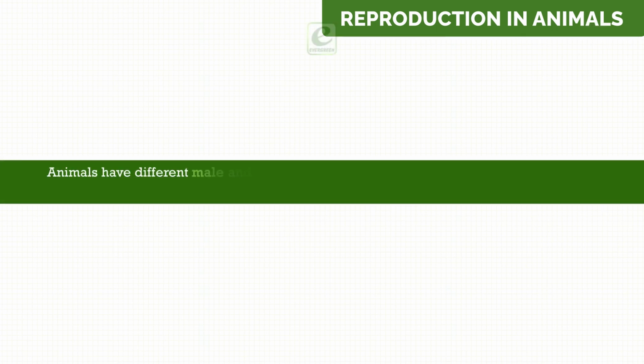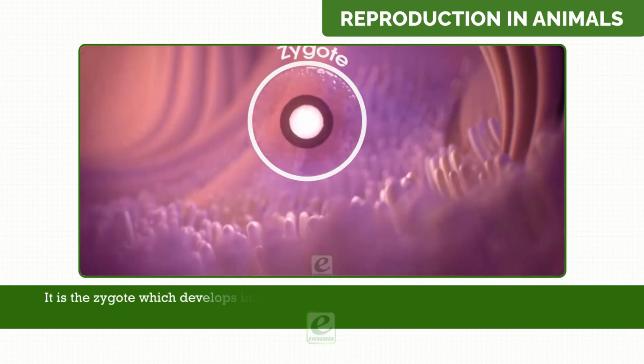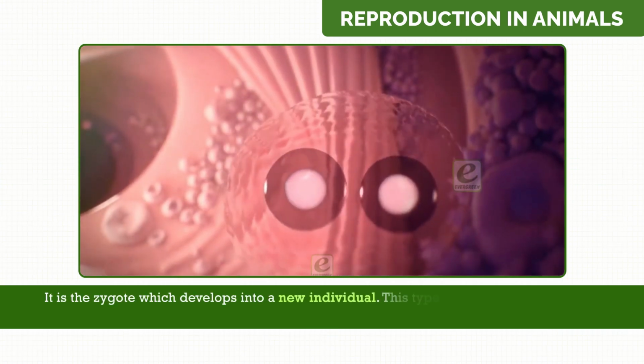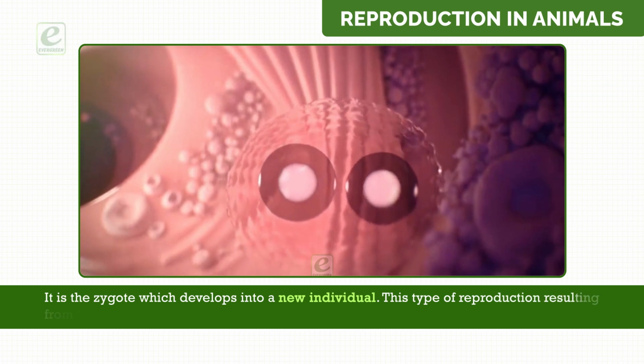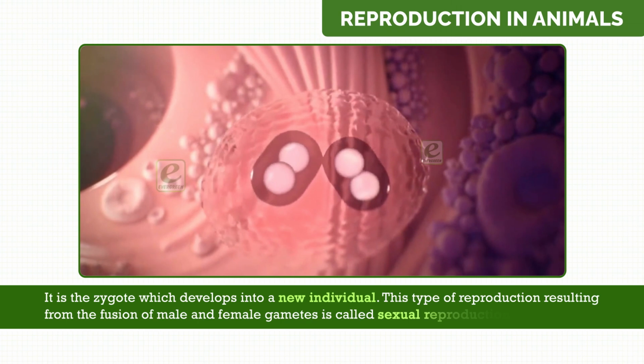Sexual reproduction. Animals have different male and female reproductive parts and organs. The reproductive parts in animals produce gametes that fuse to form a zygote. It is a zygote which develops into a new individual. This type of reproduction resulting from the fusion of male and female gametes is called sexual reproduction.